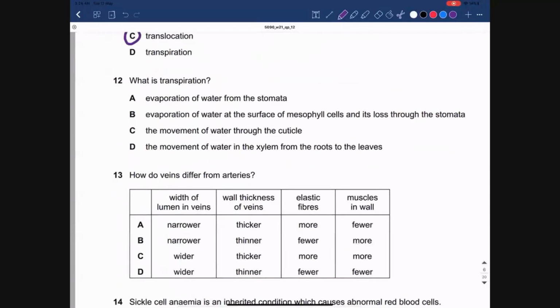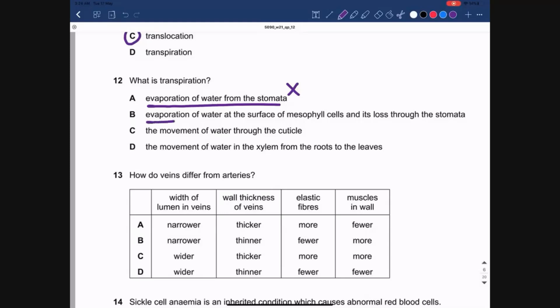Do know that transpiration is the loss of water vapor from the leaf. Water vapor is lost from the leaf by diffusing through the stomata. So option A says evaporation of water from the stomata. No, water never evaporates from the stomata. It diffuses across the stomata. Stomata are basically the pores between the guard cells. So through these pores, water vapor diffuses. It never evaporates from that site.